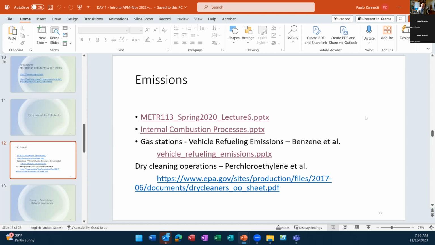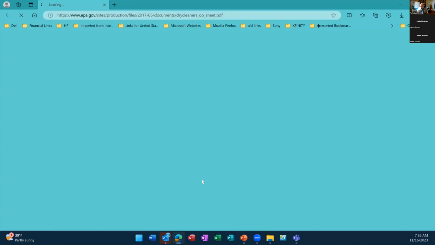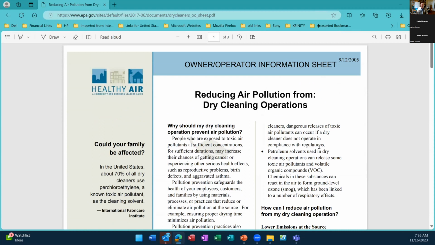Also, dry cleaning operations. I don't know if you remember, dry cleaning operations have improved now, but I remember entering a dry cleaning shop 20 years ago, and I immediately noticed some strange feeling of the air pollution inside. And this was due to perchloroethylene, a toxic air pollutant that we have studied in the last few decades. And there is a full section here on the EPA site on how to reduce emission of air pollution in dry cleaning shops.